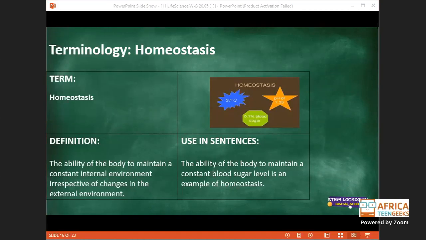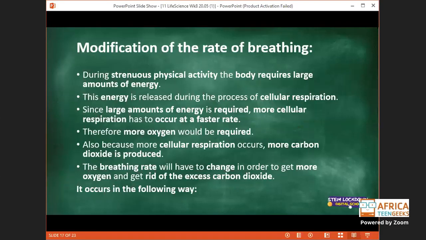All right, so now let us look at the definition of homeostasis. That is the ability of the body to maintain a constant internal environment, irrespective of the changes in the external environment. Okay, so now let us look at what happens if we have a modification in the rate of breathing. For example, as I mentioned, if we are moving from our bodies being at rest and we are participating in a physical activity like running, playing sports, or whatever.